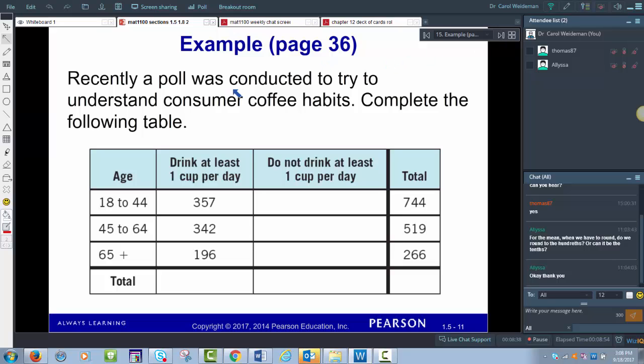Here's an example from your book. They did a poll to understand coffee habits, and we want to fill in the table, and then we're going to ask some questions.